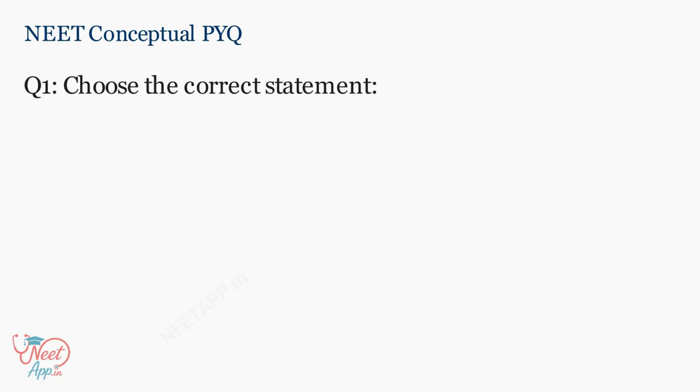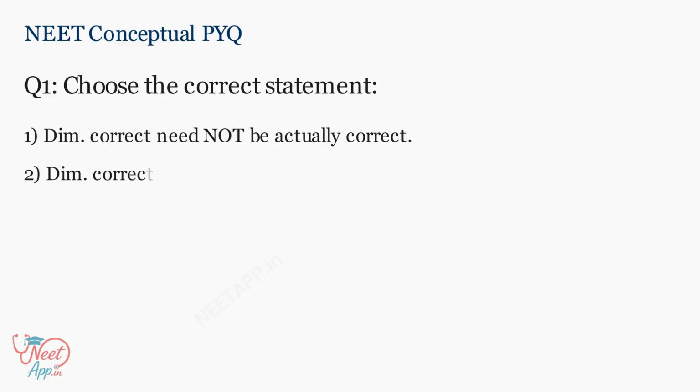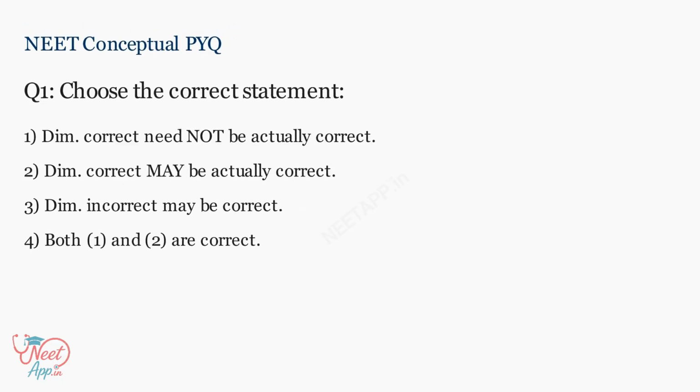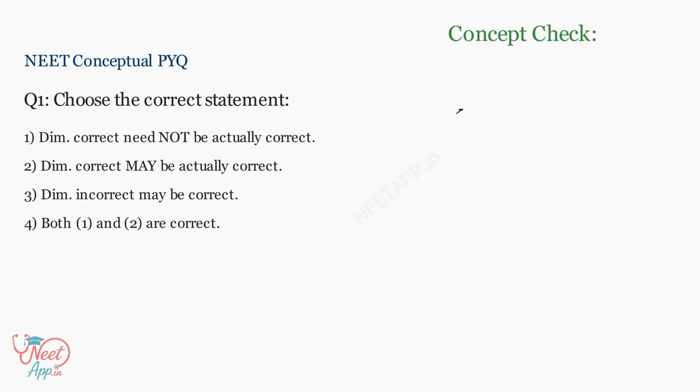Let us tackle question 1. A classic theoretical concept checker directly testing the limitations of dimensional analysis. The question asks you to choose the correct statement regarding dimensionally correct and incorrect equations. Let us run the concept check. Remember our major trap rule. Dimensional analysis is completely blind to numbers and constants.